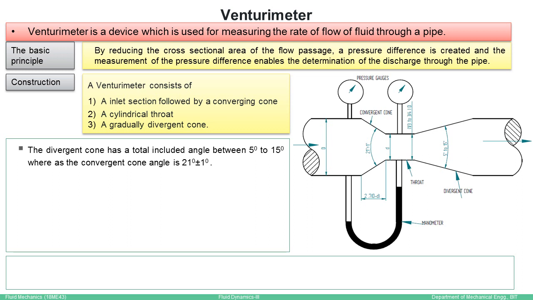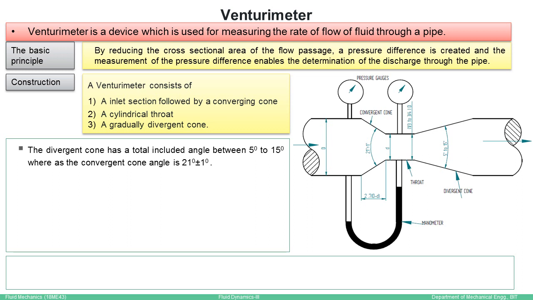And since we are reducing or restricting the flow, there will be a pressure loss. In order to recover this pressure loss, there will be a long divergent cone compared to the length of the convergent cone. The divergent cone is long for easy flow and to reduce the pressure loss, so we can have a maximum length of divergent cone. So we can use smaller included angles for the divergent cones.